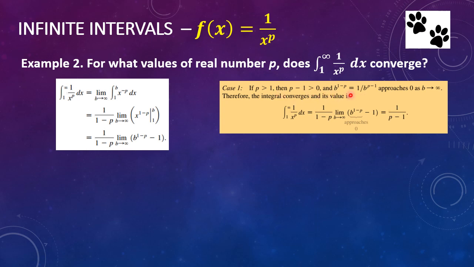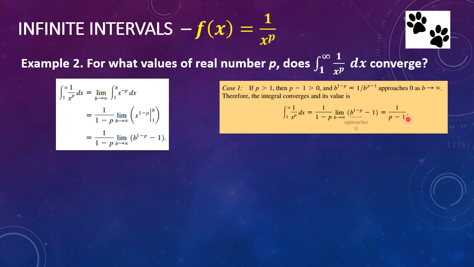And b to the 1 minus p is going to equal 1 over b to the p minus 1, right? Because 1 minus p is going to be a negative number, and that negative number is going to be equal to p minus 1. So we can see this is 1 over b to the p minus 1. And of course, as b goes to infinity, then 1 over infinity goes to 0. Okay? So this number here approaches 0, and then we just get a solution of 1 over 1 minus p, or excuse me, 1 over p minus 1, because we're multiplying it by negative 1 there.